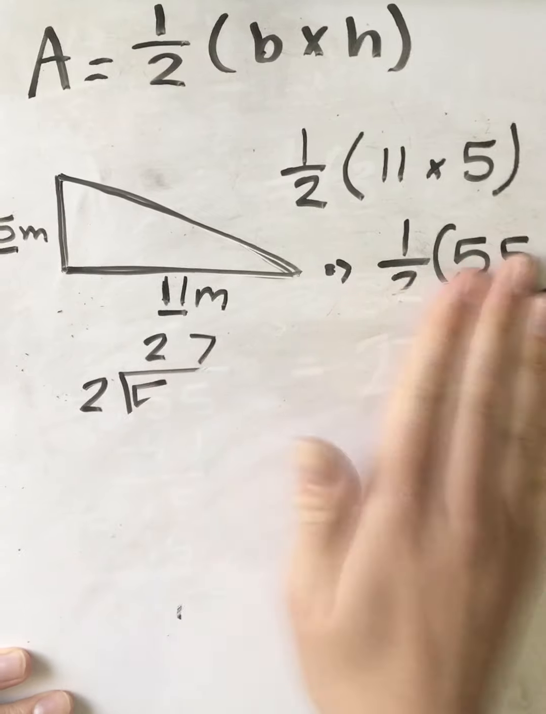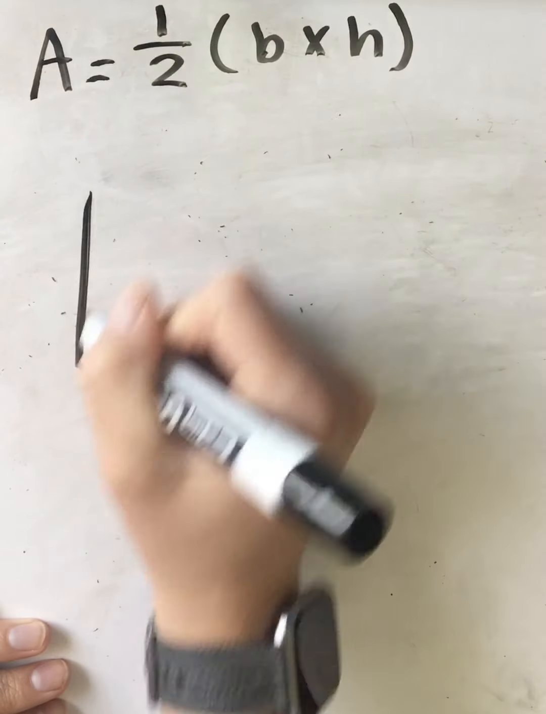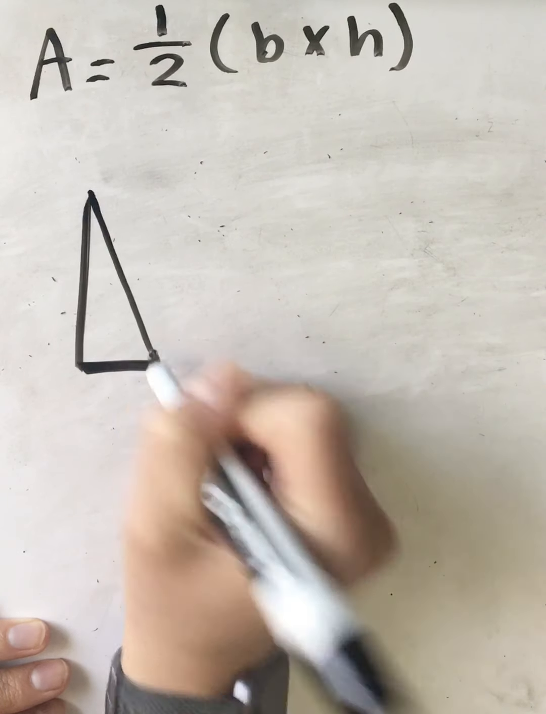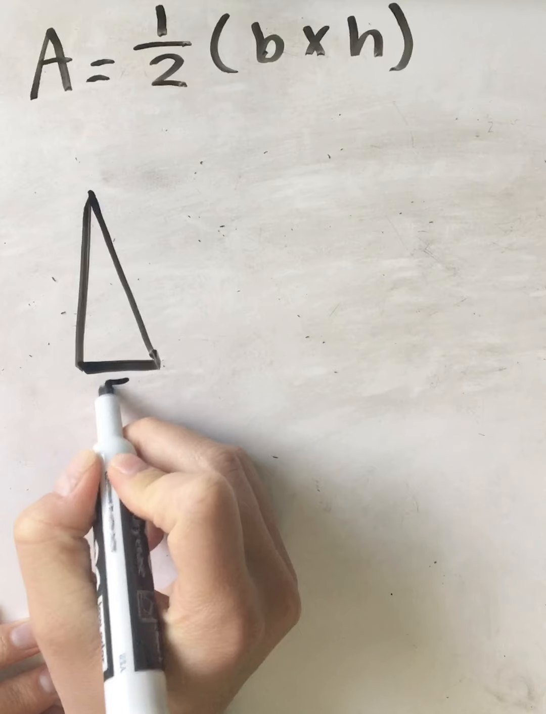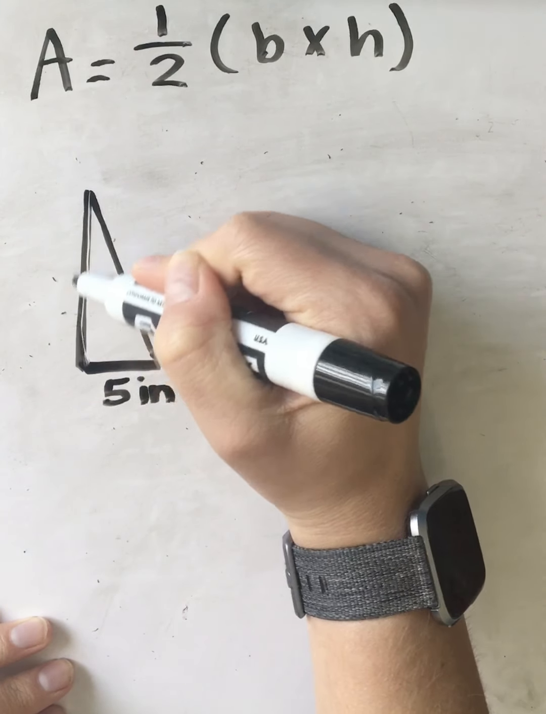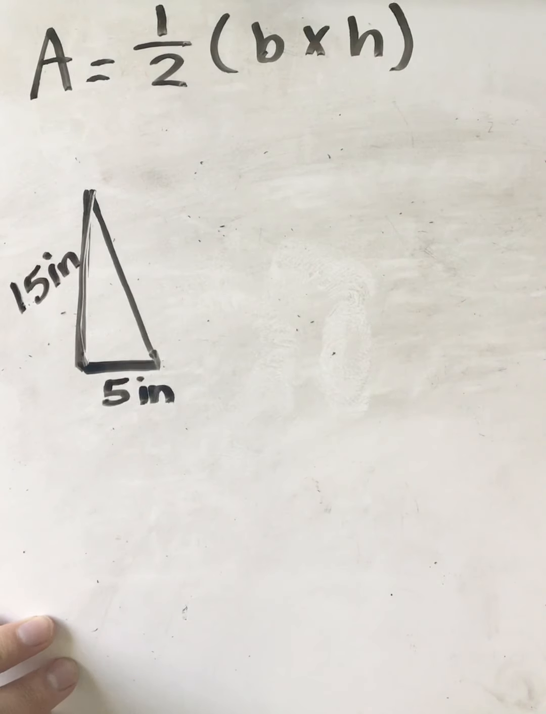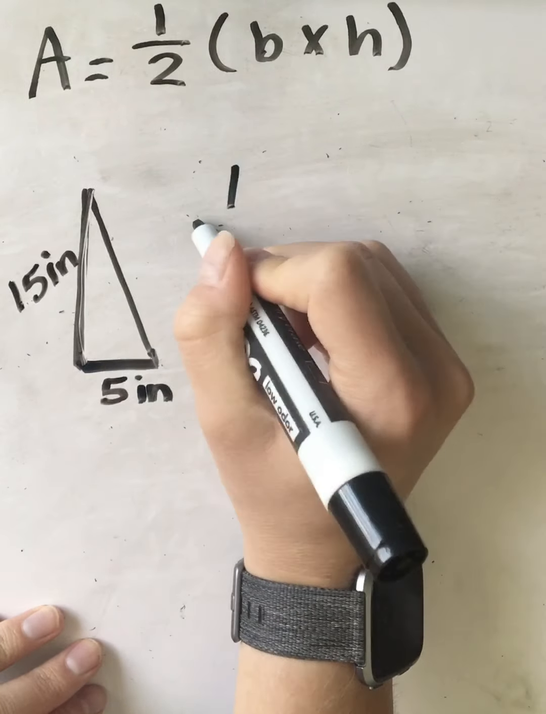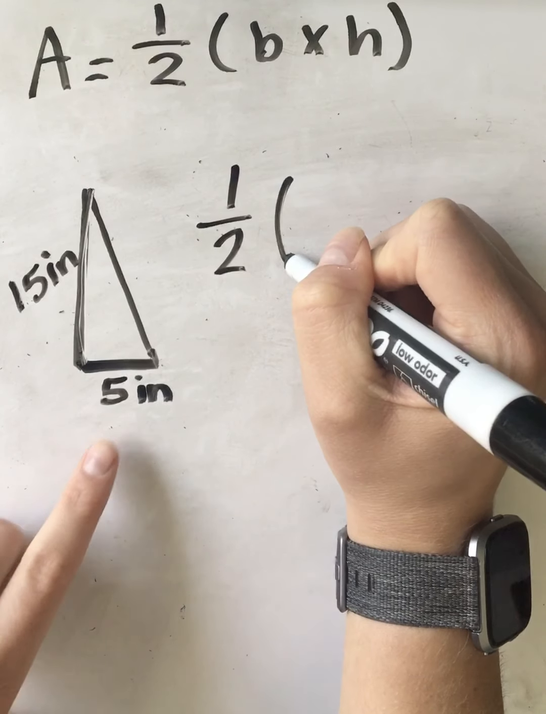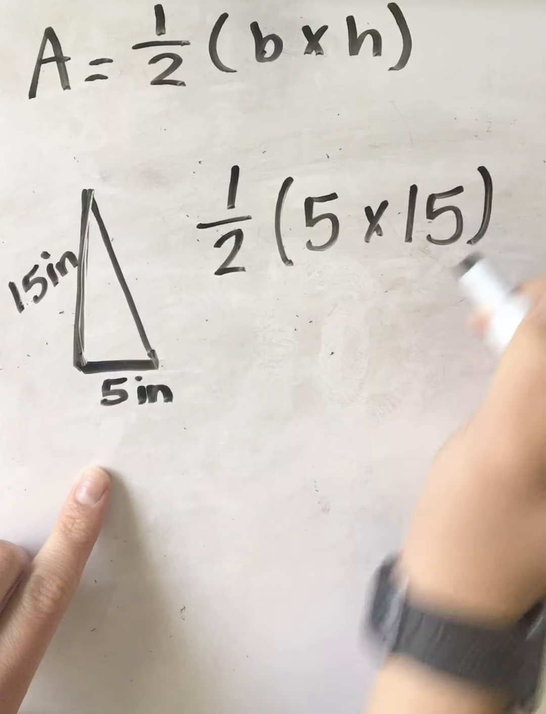Let's say I'm given a triangle that looks like this. Okay, we're using this side as the base, and it's 5 inches, and then this side will be the height, and it is 15 inches. Okay, so we know the drill at this point. 1/2 base, which is 5 inches, times height, which is 15 inches.